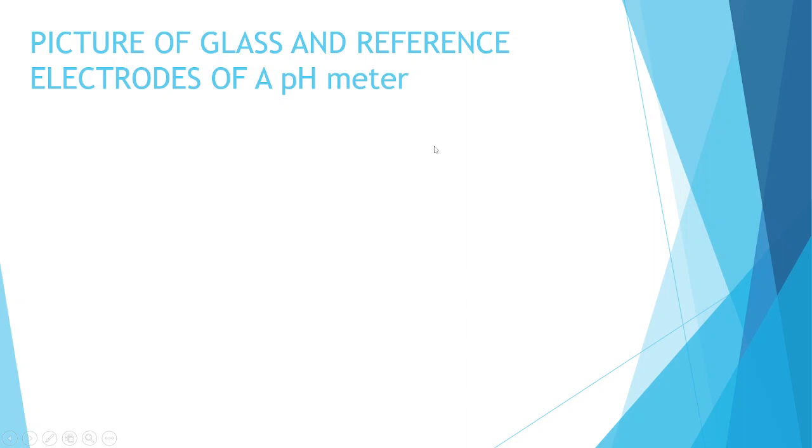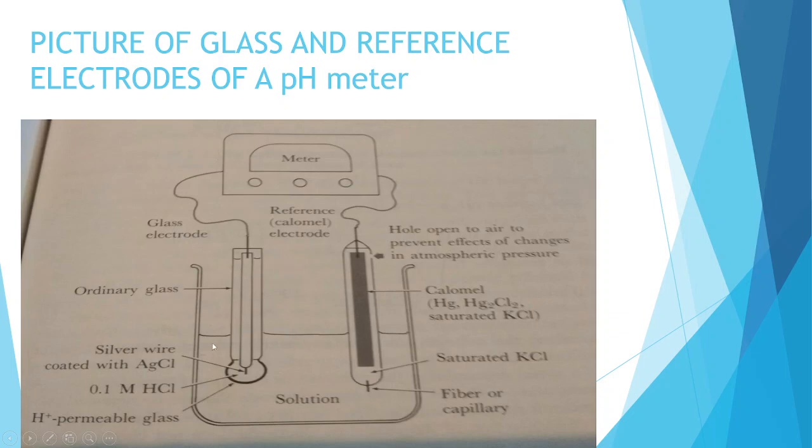Picture of glass and reference electrodes of a pH meter. You can see here, this is made of ordinary glass. This is silver wire coated with silver chloride. This borosilicate part of the glass is filled with 0.1 molar HCl, and here the rest of the solution, silver and silver chloride, is filled.